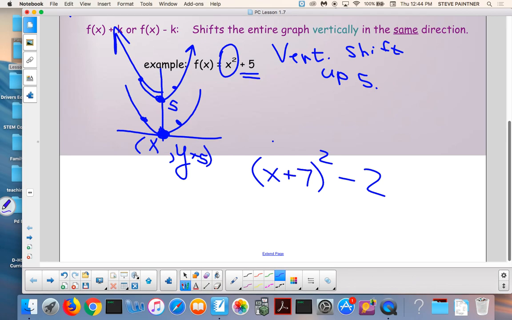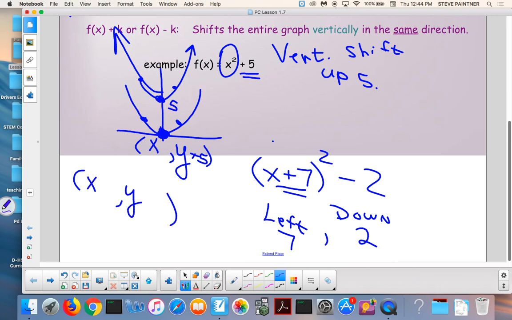Two things are happening. What two things? That's horizontal shift, what? Left 7, then what? Vertical shift, down what? Down 2. If you think of your parent, here's your parent, that's your parent, x, y. What are you really doing to all these points? What are you doing to the x? 7 away. What are you doing to the y? Minus 2. That's really what you're doing.